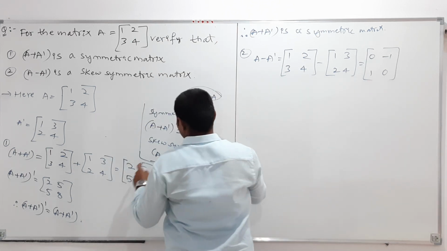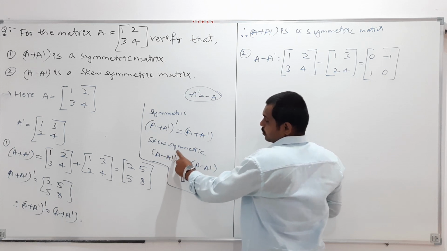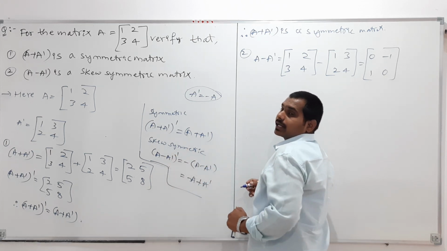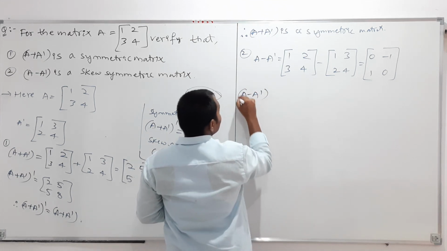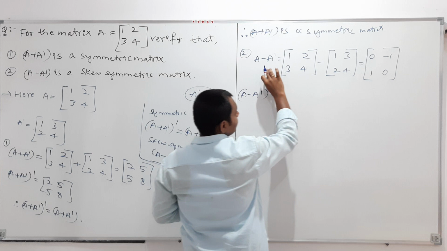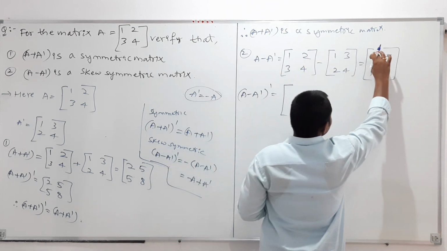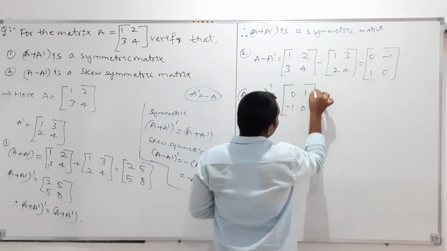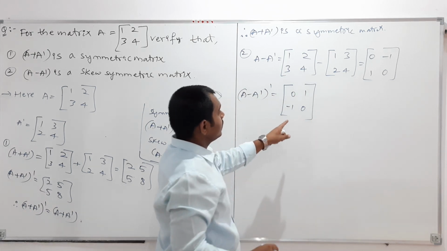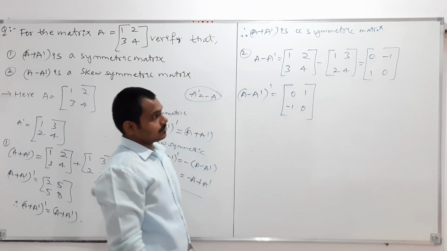Next, my students, I should show that (A minus A transpose) whole transpose value is also required. So I consider (A minus A transpose) whole transpose. I will take the transpose of this. If I take the transpose, again I should interchange rows into columns. That is 0, minus 1, 1, 0. So this is my (A minus A transpose) whole transpose.